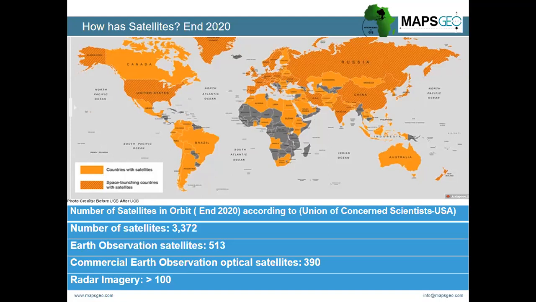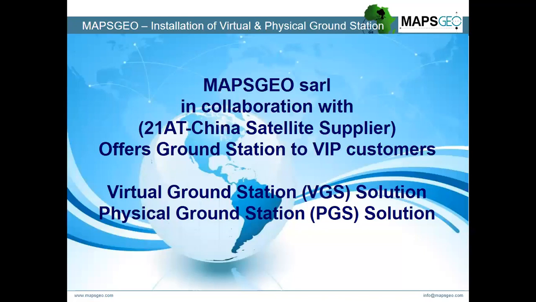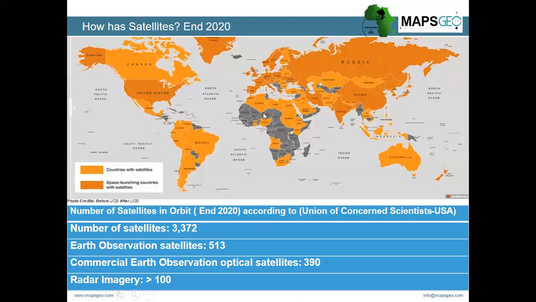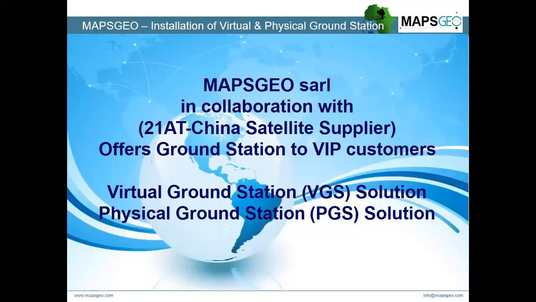MapsGEO also, along with its partner satellite supplier 2180 in China, can even offer for those countries who don't have satellites, the black ones, as you can see, the dark countries, a solution. Instead of having satellites which cost over 100 million dollars, which sometimes the country does not have such a budget for, we offer them to install what we call a virtual ground station, which acts exactly as if they have a satellite for them, and they can do the tasking themselves.